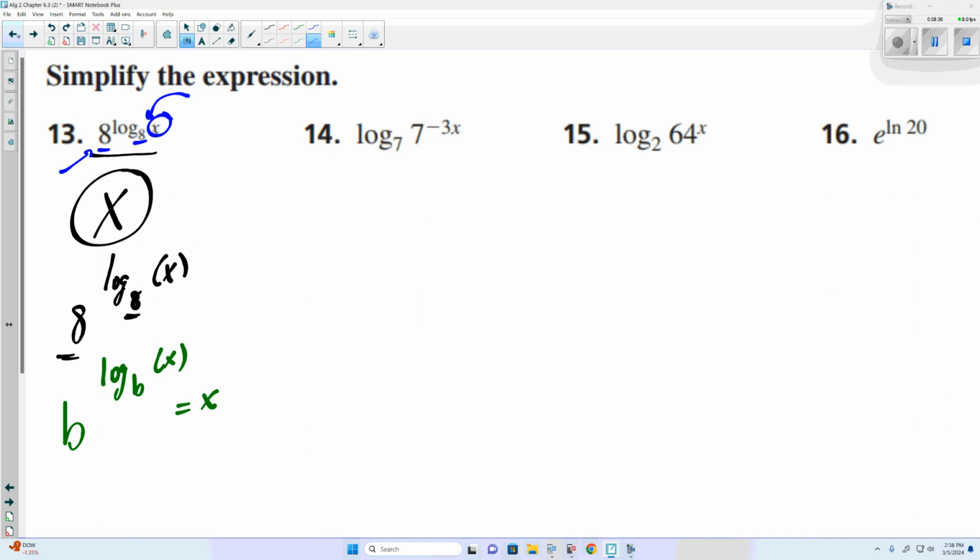Let's look at 14. Log base 7 of 7 to the negative 3x. What would this reduce to? Because here, when the base and what's inside it are the same, it reduces out and we have the exponent. Questions on 14? Questions on this here?